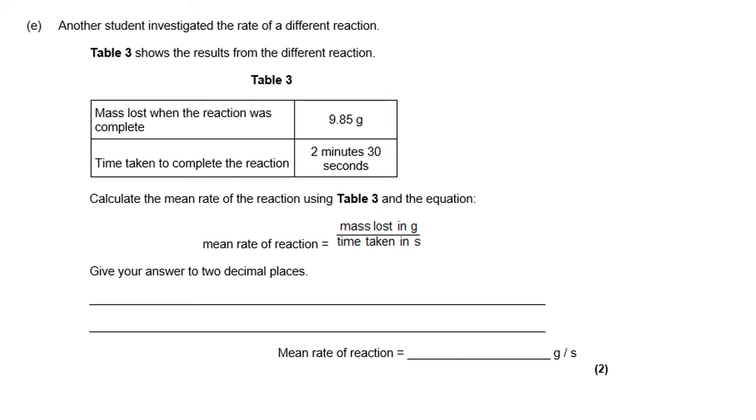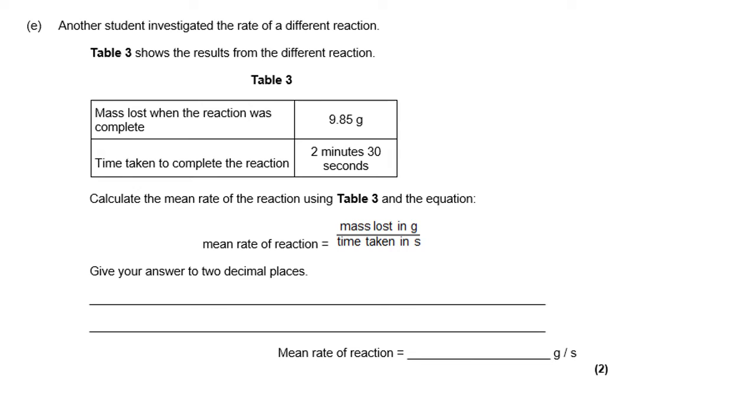1E. Another student investigated the rate of reaction. Table 3 shows the results from the different reaction. So we have mass loss when the reaction was complete being 9.85 grams and the time taken to complete the reaction being 2 minutes and 30 seconds. Calculate the mean rate of the reaction using table 3 and the equation. Mean rate of reaction equals mass lost in grams divided by time taken in seconds, and give your answer to 2 decimal places.